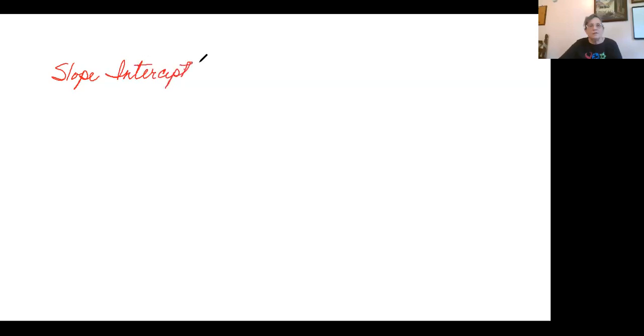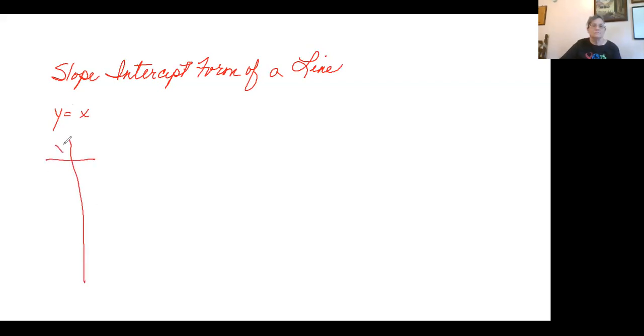Okay, slope-intercept form of a line. If we look at the equation y equals x, so we've got the points 0, 0, 1, 1, 2, 2, 3, 3. This is called the identity function.